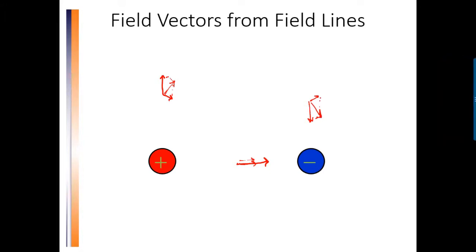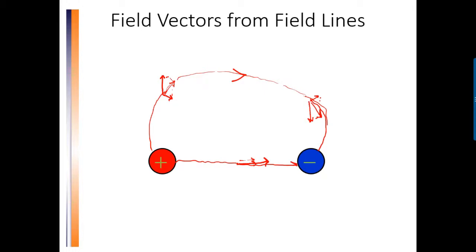So what does that mean? Well, that means that when we get up to this point in space, our electric field line is following in the direction of our electric field vectors. Okay, right there.